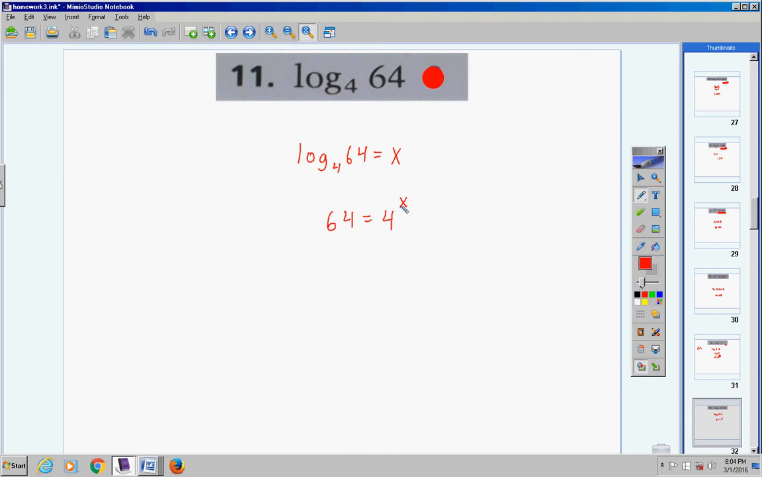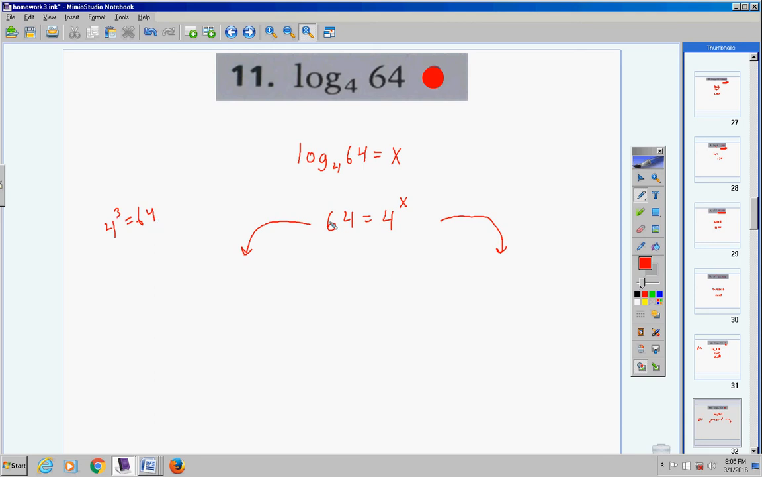Now, there's actually two ways to do this. I'll work it out both ways. We want to write both sides with the same base, correct? Sure we do. Well, 4 times 4 is 16 times 4 is 64. In other words, 4 to the 3rd power is 64.